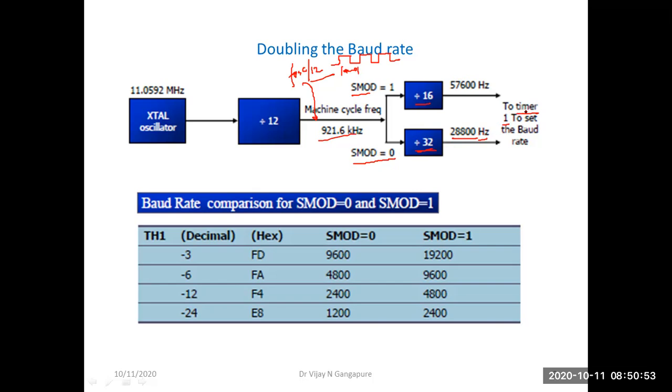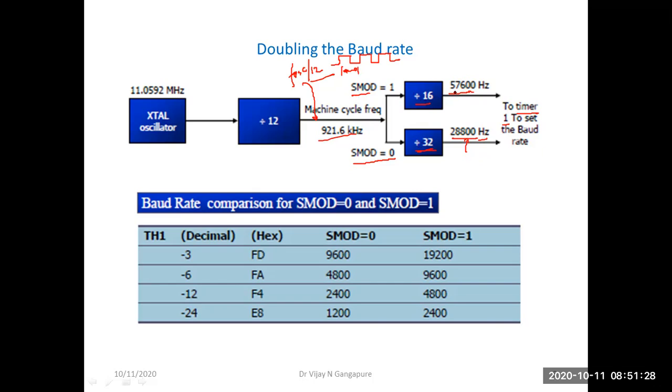That is the rate at which reception and transmission happens. Further, it depends on how we have configured timer 1. So if the SMOD bit is 0, I'm getting this baud rate, 28800 bits per second or hertz. And if the SMOD bit is 1, this frequency will be divided by 16, and I'm getting 57600 hertz, which is double this one. In this way the SMOD bit works.